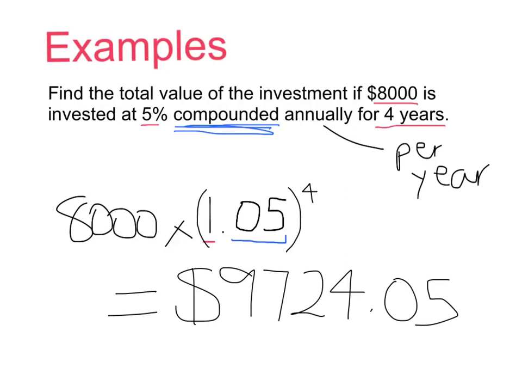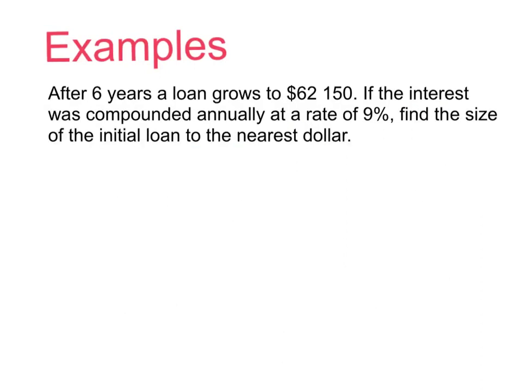Okay, let's have a look at another example. After 6 years, a loan grows to $62,150. If the interest was compounded, I'm underlining the word compounded, at a rate of 9%, find the initial loan to the nearest dollar. Okay, that's a bit weird. Now I have to go the other way. So I have the initial amount. I'm going to call the initial amount IA just for the moment.